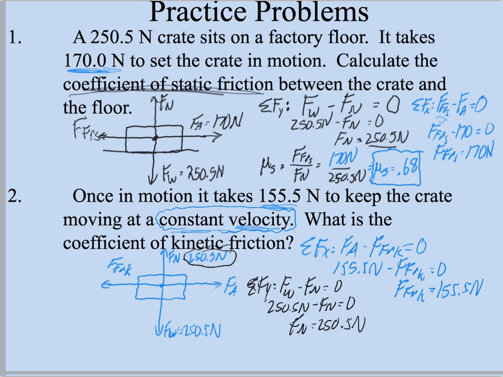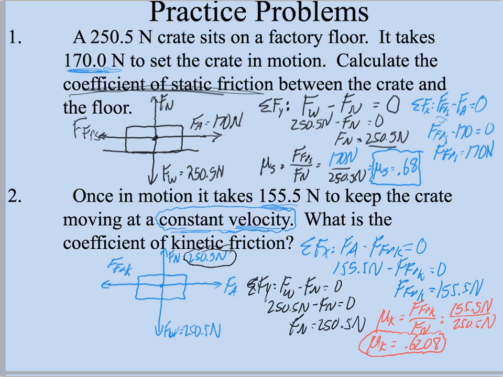So the coefficient of kinetic friction is equal to the friction force over the normal force. And the friction force is 155.5. The normal force is 250.5. So when we divide those out, we get a mu k of 0.6208. And again, that would be no unit because it is a ratio.